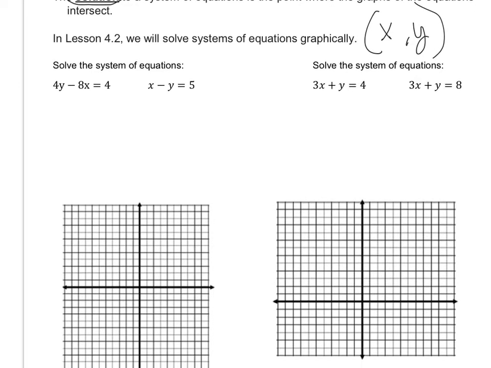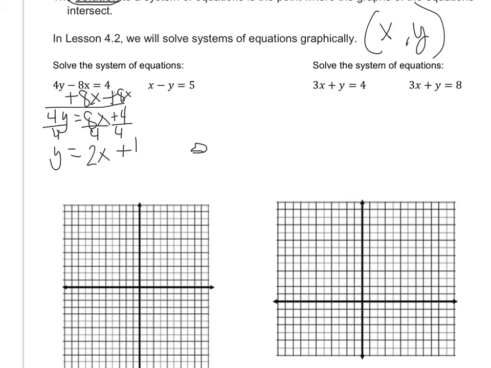So let's look at this first one here. In both equations, y is not by itself. So first let's work on getting y by itself. We would add 8x to both sides here, and we'd get 4y equals 8x plus 4. Now dividing each little piece by 4 to finish getting that y by itself, you end up with y equals 8x divided by 4 is 2x, and 4 divided by 4 is 1. This equation has a slope of 2, which is the same as 2 over 1, and a y-intercept of 1.